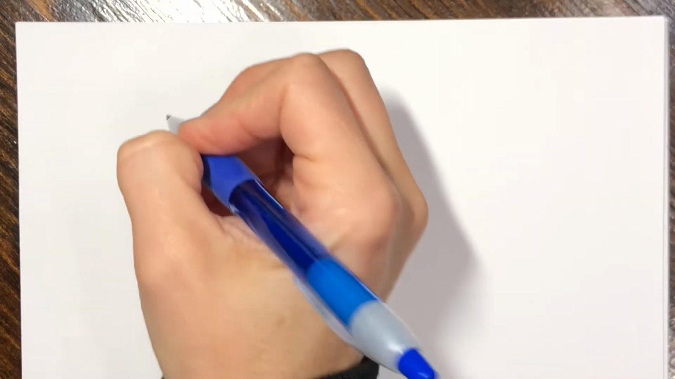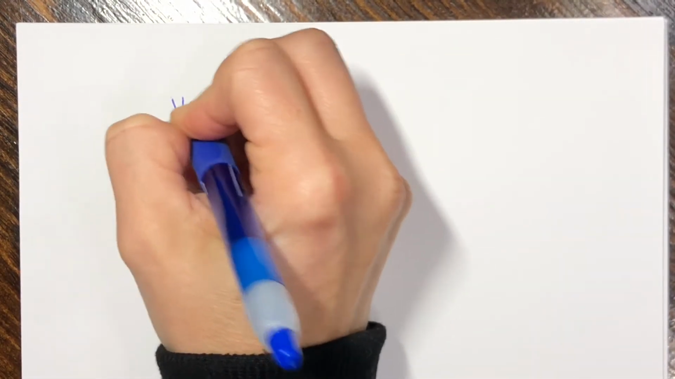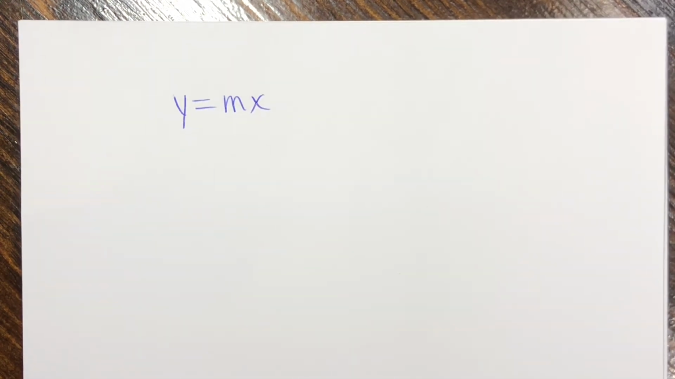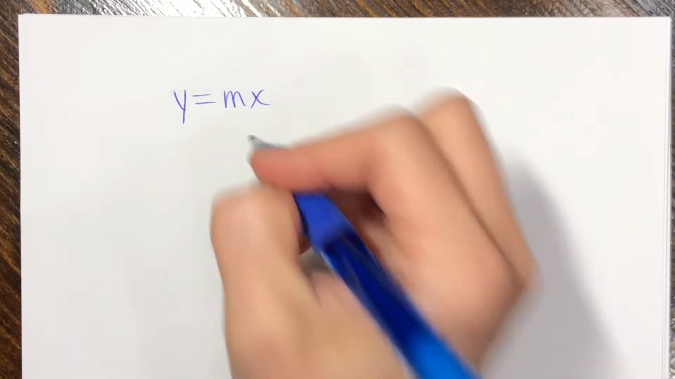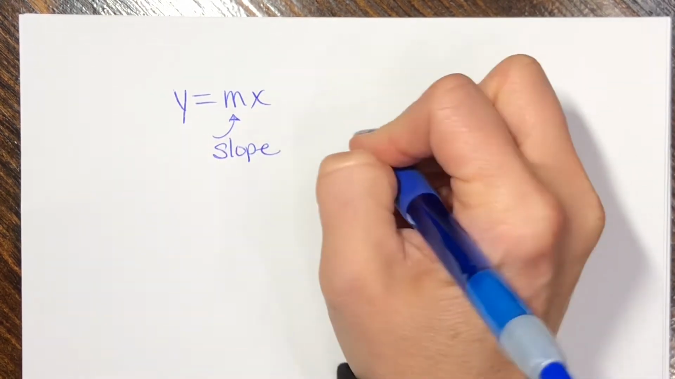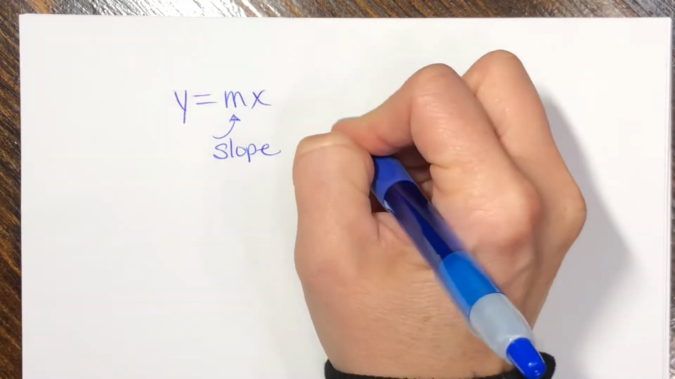Okay, so we just got off talking about proportional relationships. And so we know that a proportional relationship can be written in the form y equals mx. And in that relationship, we know that m referred to our slope. And a proportional relationship looked like this.